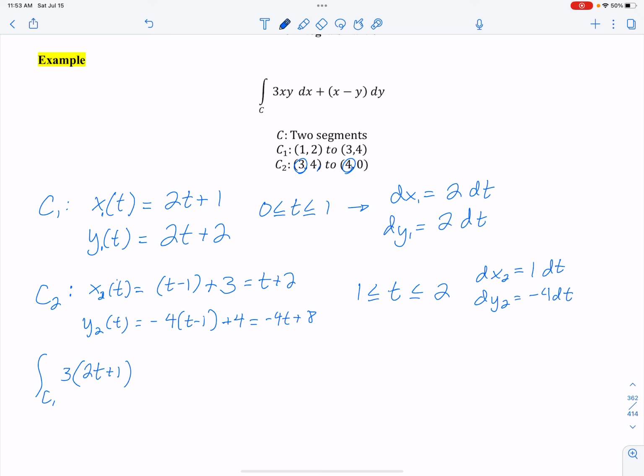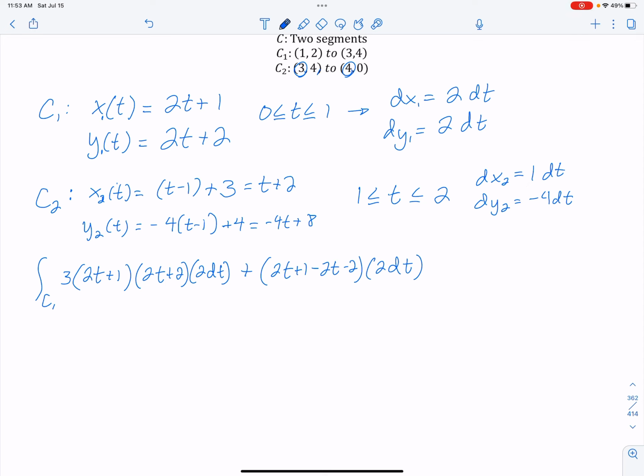I'm only focused on the 1s. Times y, which is 2t plus 2, times dx, which is 2 dt. Plus, okay, I have to do x minus y now: 2t plus 1 minus 2t minus 2. That's x minus y, times dy, which was 2 dt.